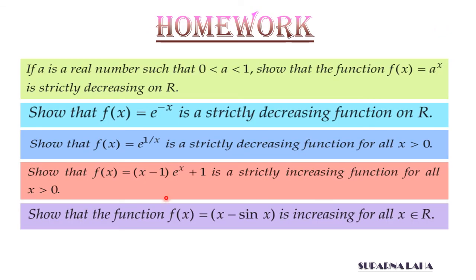Next, here is your homework. These questions are given. These are very easy questions. Now we have solved for a to the power x. You need to show this is strictly decreasing for a to the power minus x. A to the power x we already showed. For a greater than 0, you need to show a to the power x is strictly decreasing for a in between 0 and 1. E to the power 1 upon x is also strictly decreasing for x greater than 0. And these two functions are given. You need to show the function is strictly increasing, and here you need to show the function is increasing.